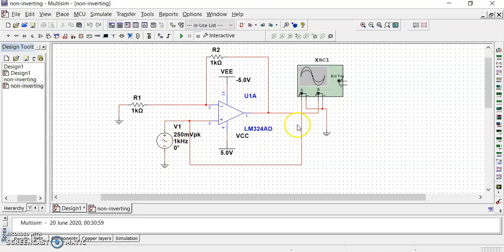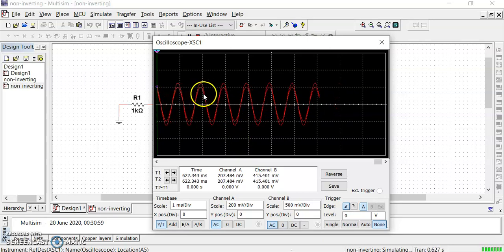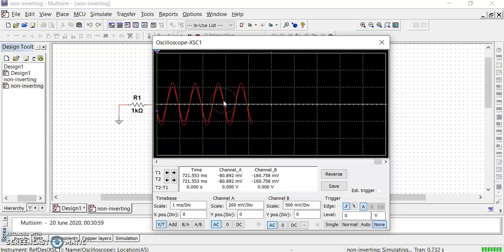There is no phase difference between input and output here, because it is a non-inverting operational amplifier, so the output is not inverted. Our input is applied to the non-inverting terminal of the op-amp, pin number 3. Now I am going to run this circuit. See here, one is our input and another one is our output.